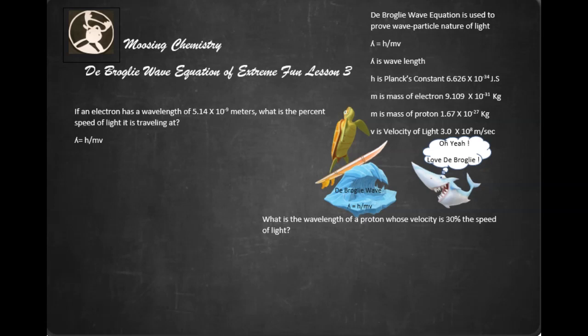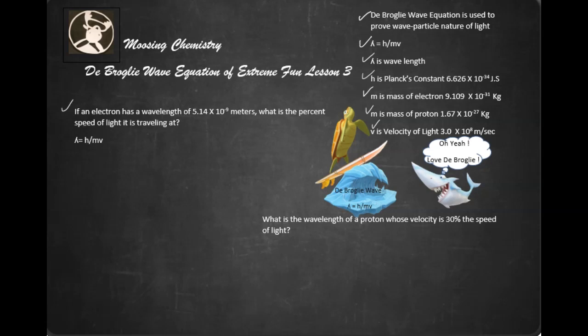This is the de Broglie wave equation of extreme fun, lesson 3. The de Broglie wave equation is used to prove the wave-particle nature of light. We use the formula lambda equals h over m times v. Lambda is wavelength, h is Planck's constant, m can be the mass of the electron, m can also be the mass of the proton. v is the velocity of light, which we're going to use as 3.0 times 10 to the 8 meters per second. All right, so let's look at our first equation.